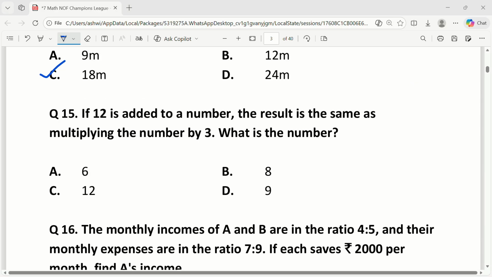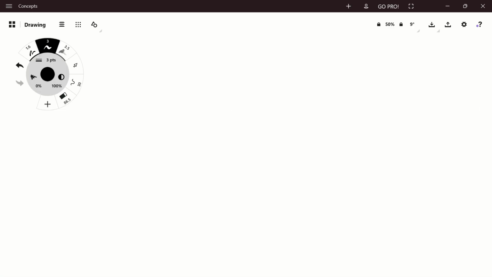Question 50. If 12 is added to a number, the result is the same as multiplying the number by 3. What is the number? Let the number be x. The problem states 12 is added to a number, which can be written as x plus 12. It also states the same as multiplying the number by 3, which is 3x. Setting these two expressions as equal, we can solve for the value of x.